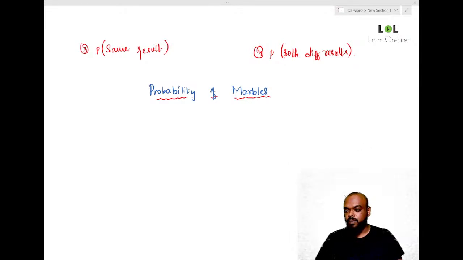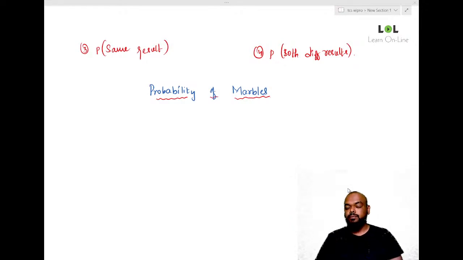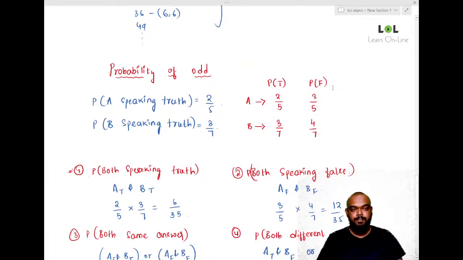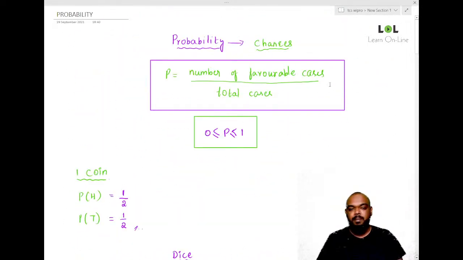Okay, wonderful. So, what were we doing, guys? We were doing probability. Okay. So, let us continue where we stopped yesterday. First, let us recall what all we have done yesterday. In yesterday's probability class, we started with understanding what is probability.